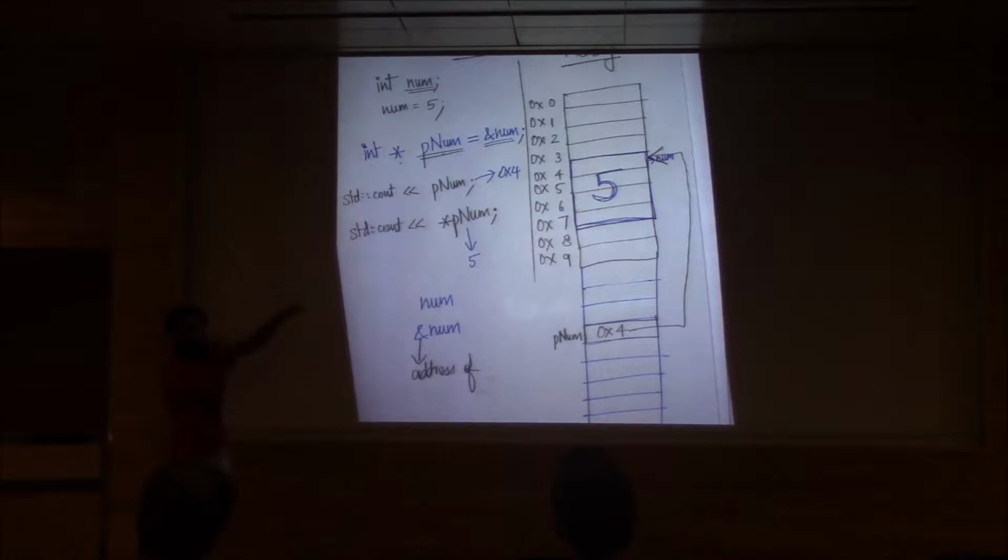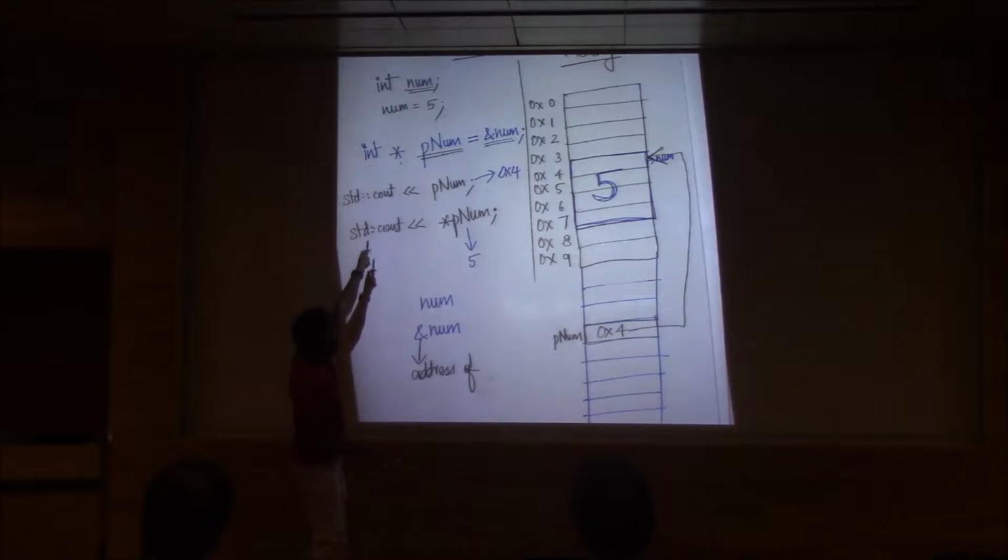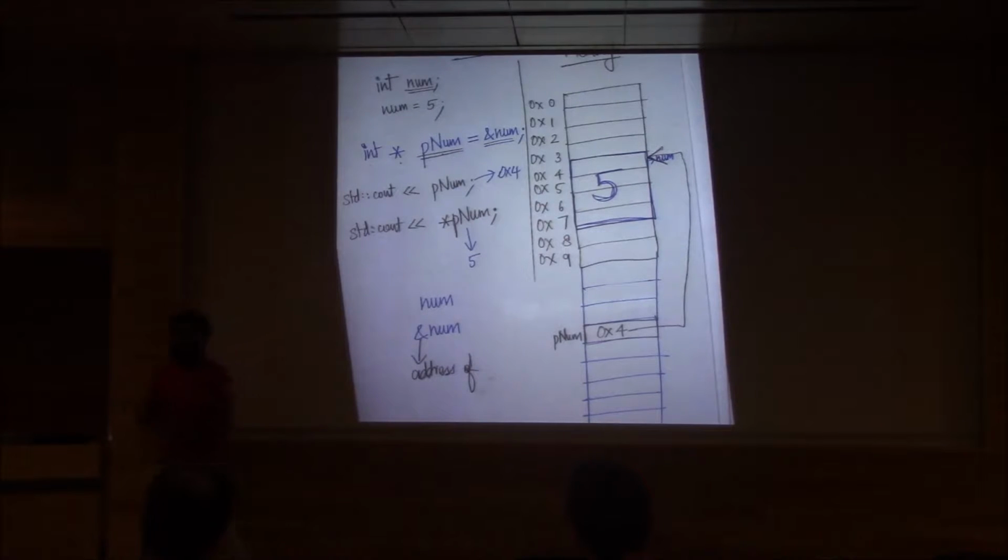A pointer is a variable which stores the address of some other variable. But the type should match. In this case, pnum is pointed to an integer, so it can only store the address of an integer. If you had said char star p, a character pointer, then that pointer will store the address of that particular character variable.